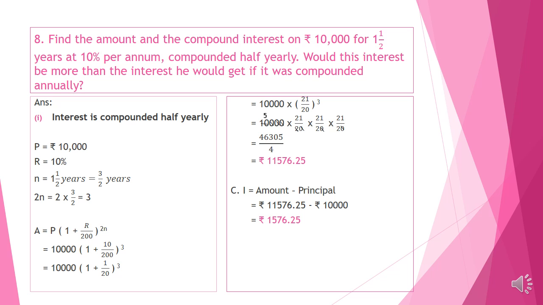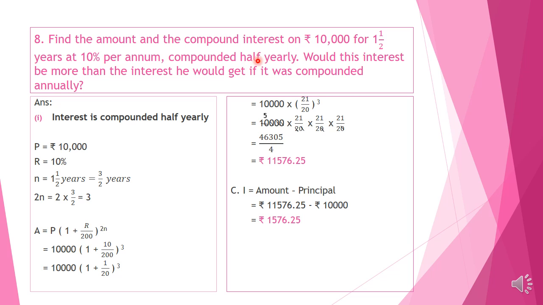Question number 8. Find the amount and the compound interest on rupees 10,000 for 1.5 years at 10% per annum compounded half yearly. Would this interest be more than the interest he would get if it was compounded annually? Children, here we have to find compound interest. One is based on half yearly and another one based on annually, and then it is asked which one is more, whether when we find compound interest based on annually or based on half yearly, which one would be more.